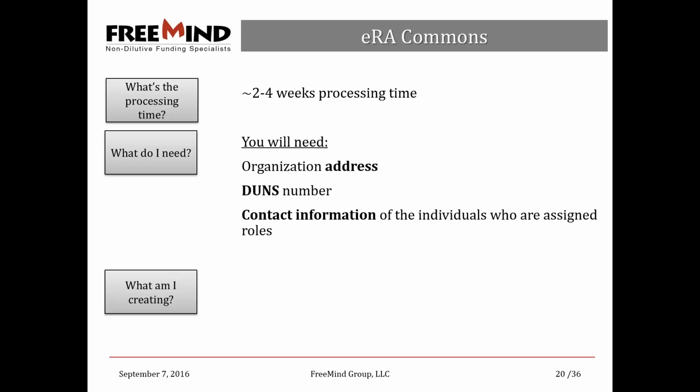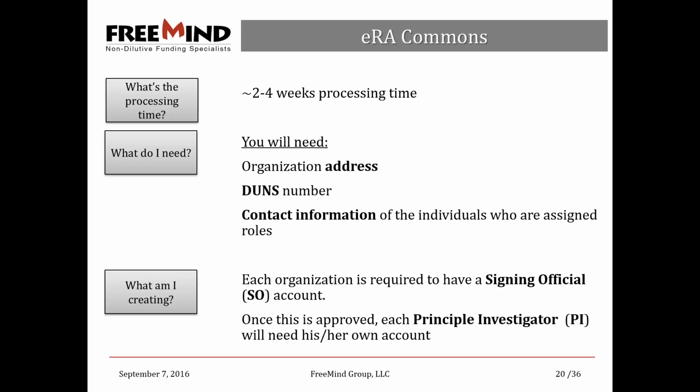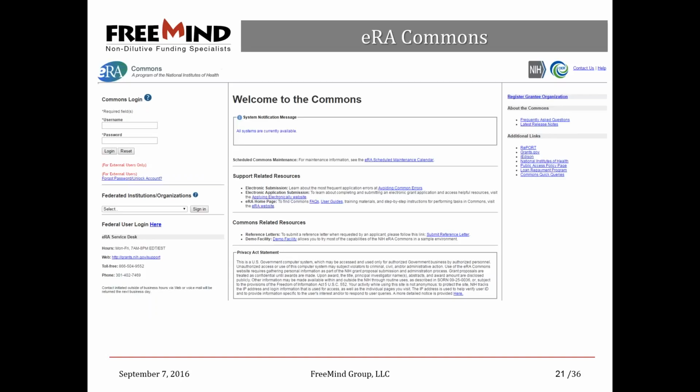And the goal here, and actually the thing that you'll be creating, are 2 users. First of all, you'll have an SO account, which is the signing official, and then later on you'll have the PI account. But for now, we'll just be creating the SO account. And this is how you do it. Yeah, so that's what I said. Once it is approved, you can go in and create the PI account.